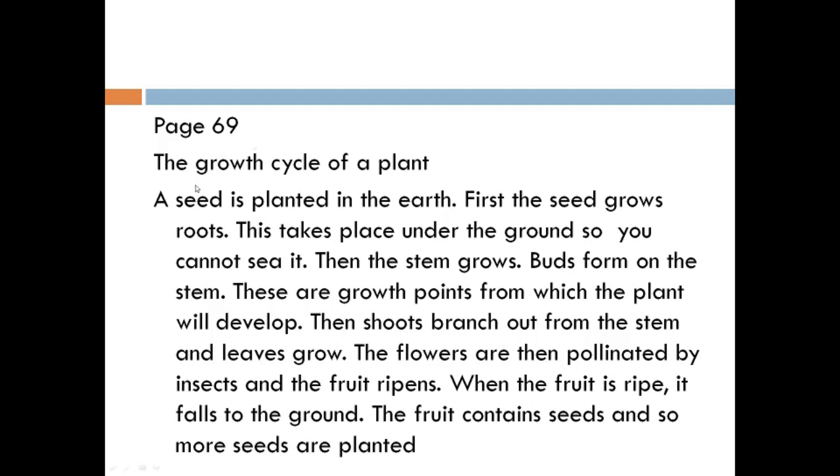Here on page 69 we see the growth cycle of a plant, the different stages it goes through as it grows. A seed is planted in the earth. First the seed grows and produces roots. This takes place under the ground, so you cannot see it.